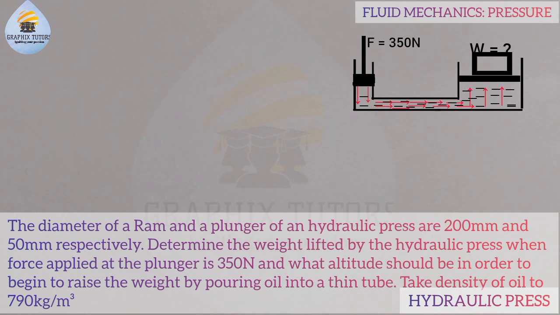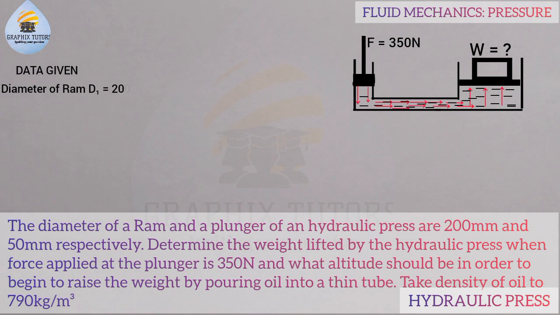Now, the first thing you have to do here is to write out your parameters. One of the parameters given is the diameter of the ram and the plunger of the hydraulic press, 200 millimeter and 50 millimeter respectively. So you write the diameter of the ram, we use D1 equals 200 millimeter. You convert it into meter by dividing by 1000, and that will give us 0.2 meter.